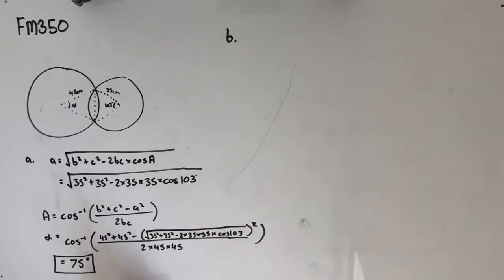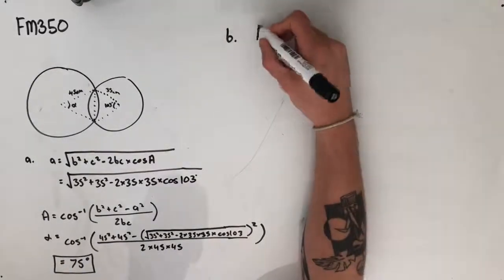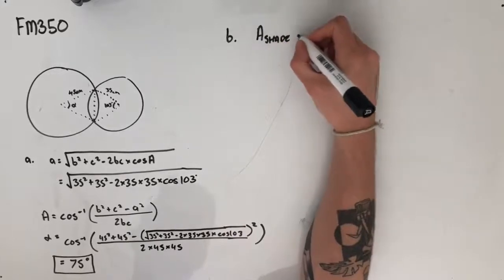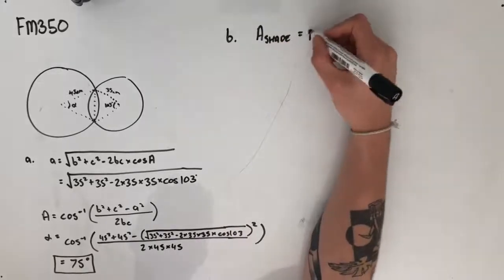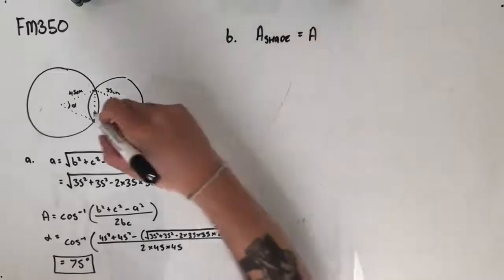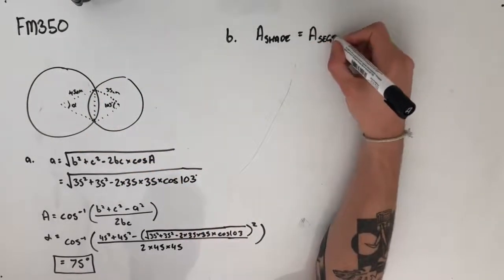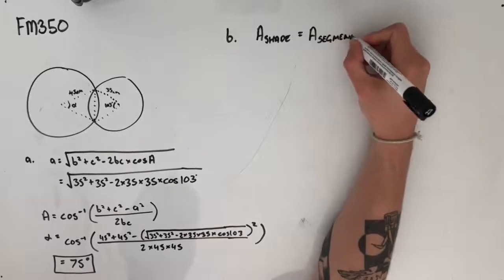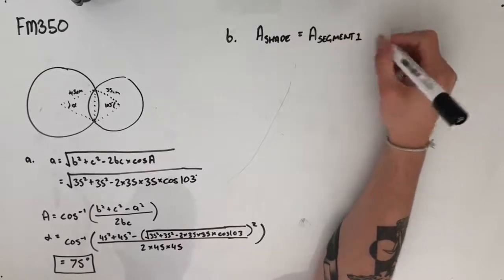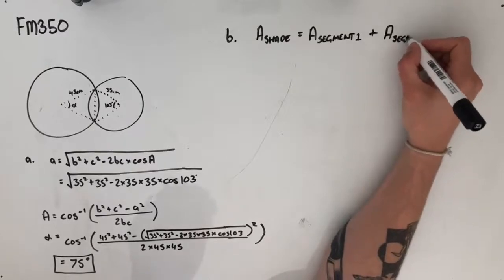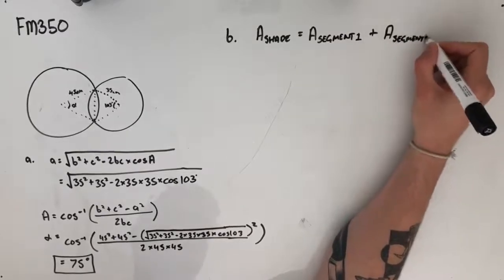Part B says, what is the area in square centimetres of the shaded region in the figure above? Round your answer to the nearest square centimetre. So in order to find the shaded area, we are going to need to take the area of our first segment. Let's call one of them segment 1. The area of segment 1, and we have to add that to the area of segment 2.